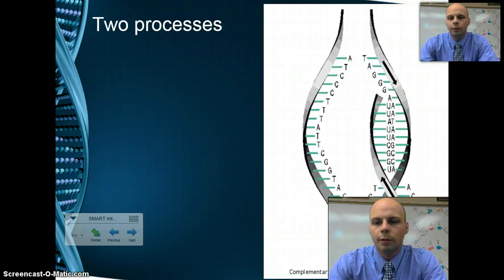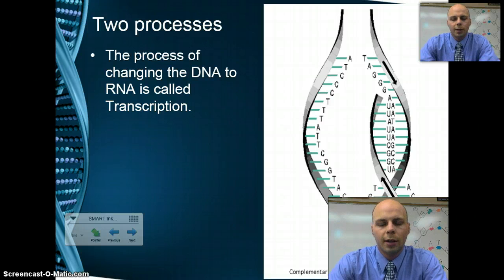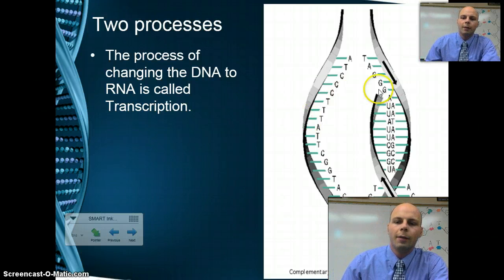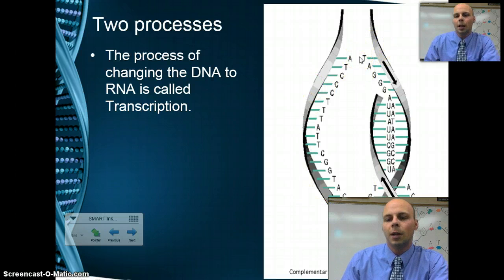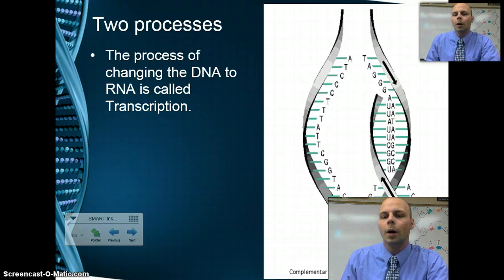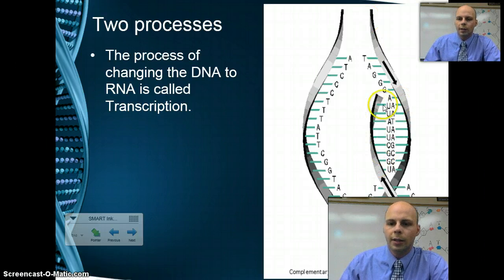So two processes involved, as we kind of mentioned before, the first of which is going to be transcription. And over here on the right, we have the process of transcription. We have our two strands of DNA. They split the same way as DNA replication. Helicase is going to break those hydrogen bonds, open that double helix model up, and a new enzyme called RNA polymerase is going to attach on here and create our messenger RNA strand.